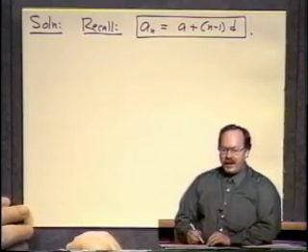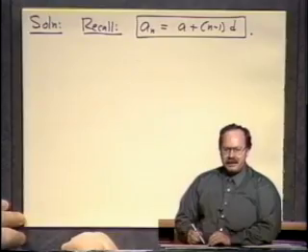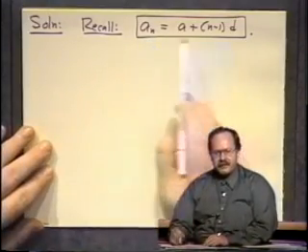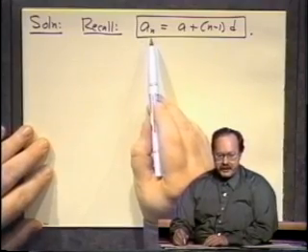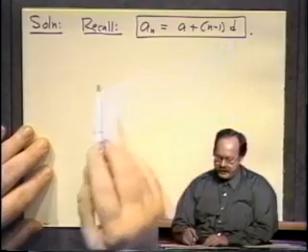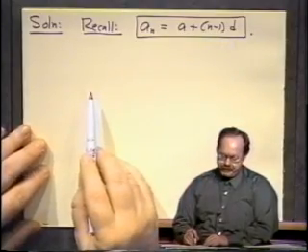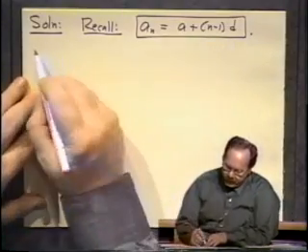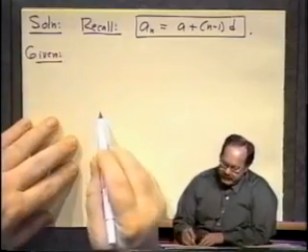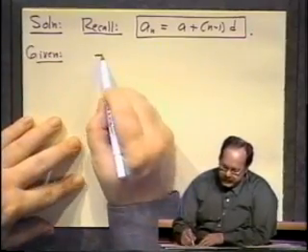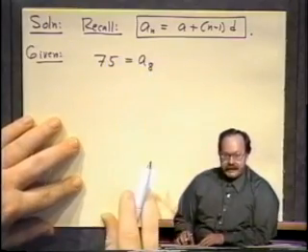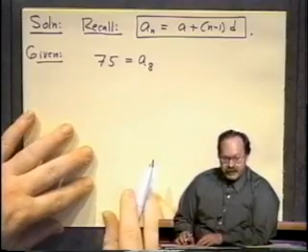Okay, I hope you have had success with this problem. Let's see what I'm going to do with this. First thing I did was recall the formula for the nth term of an arithmetic sequence in terms of its first term and a common difference D. Now let's write down what I know. I'm given that there's a term that is number 75. That, I was told, was a sub 8. The eighth term of the sequence was 75.